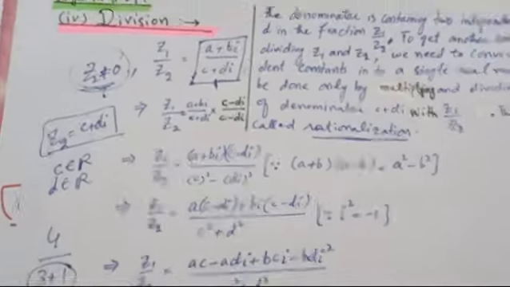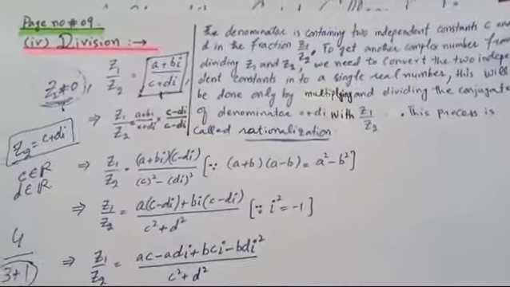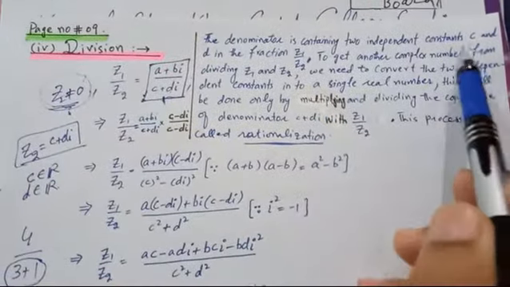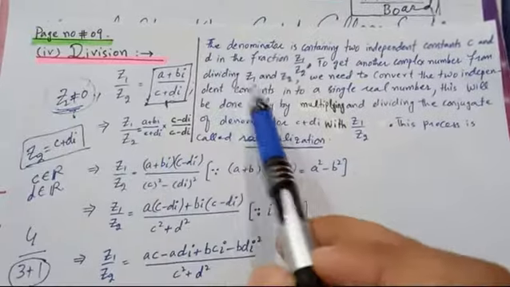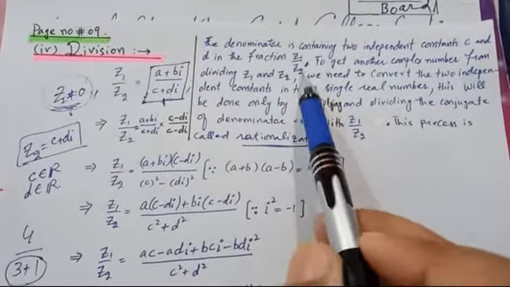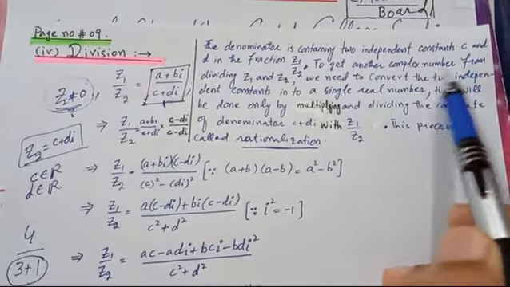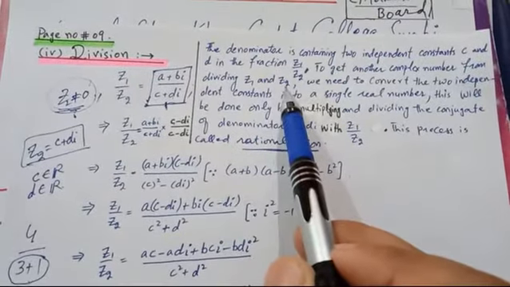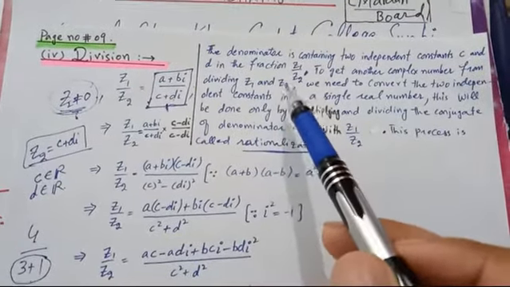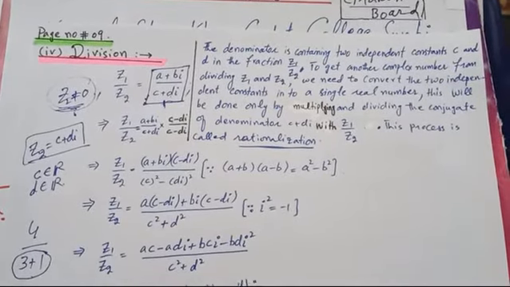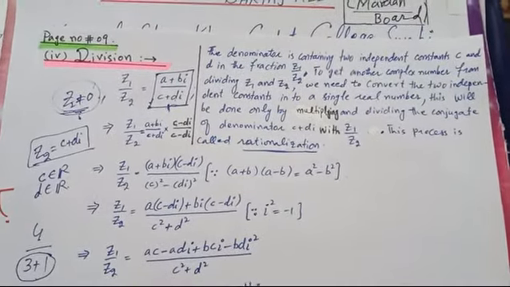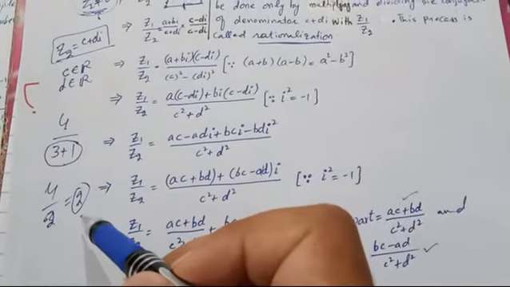Now what is rationalization? You see in this writing, the denominator contains two independent constants c and d, which I already explained, of the fraction z1 divided by z2, to get another complex number from the division of z1 and z2. When you divide two real numbers, you will get again a real number. For example, 4 by 3, let's say 4 by 2, so you will get 2. So the division of two real numbers, you will get again a real number.